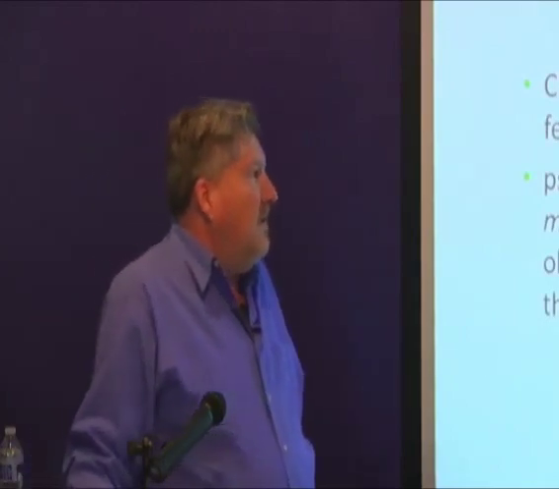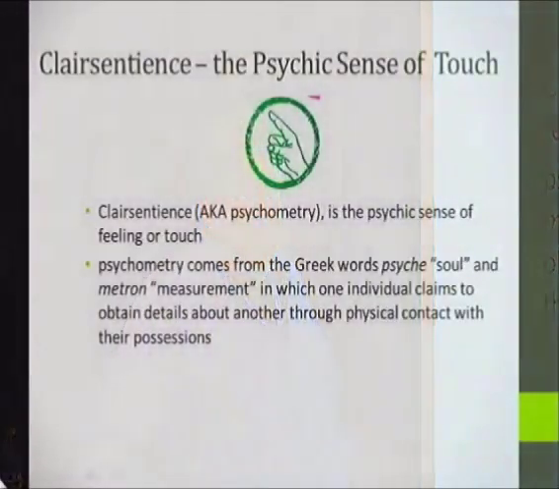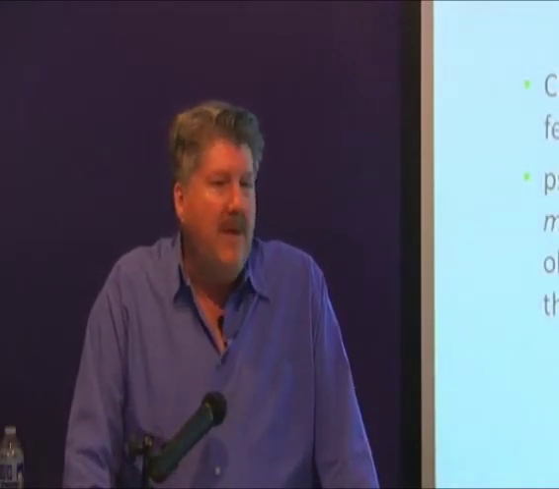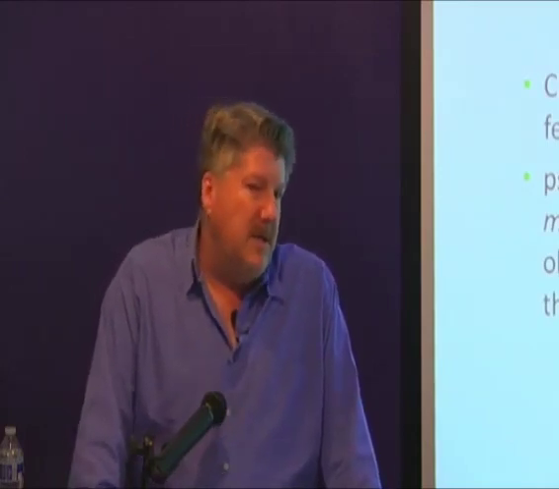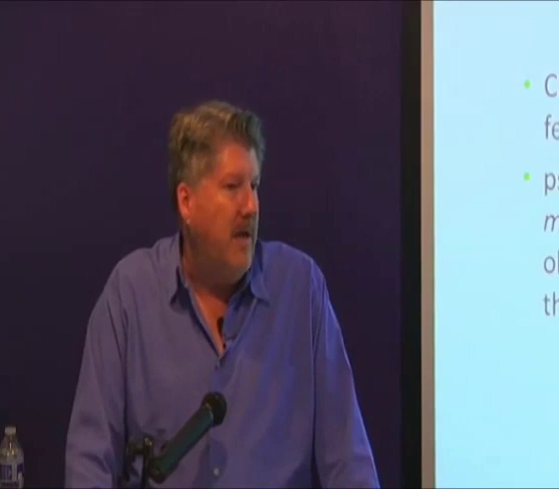And clairsentience, also known as psychometry, is a psychic sense of touch. And psychometry is psyche or soul and metron, measurement, which comes to us from the Greek. And persons with clairsentience are oftentimes used in detective work, where they may be brought, much like we give clothes of a victim to a bloodhound to smell and track a body. Psychics with strong clairsentience can feel objects and talk about the history, what happened, what they see going on.